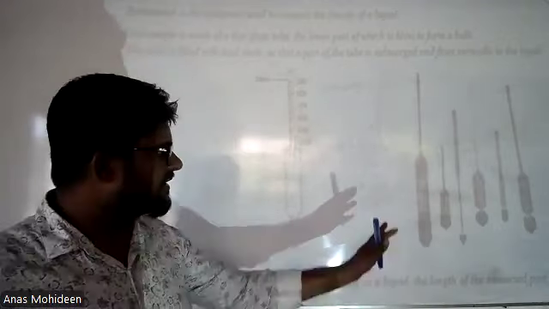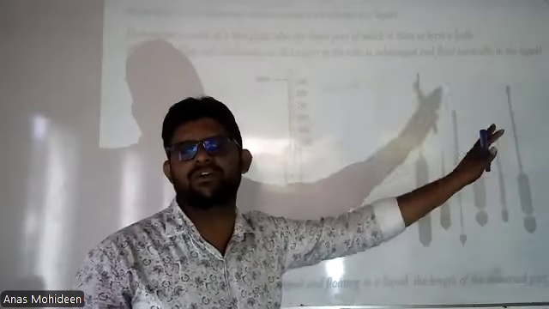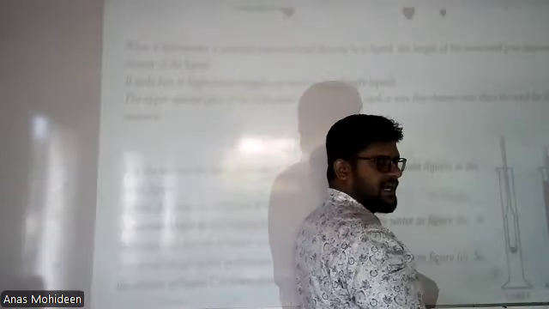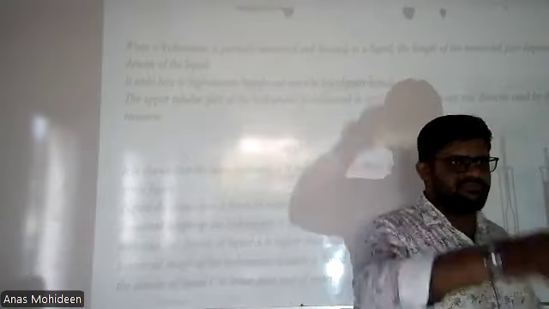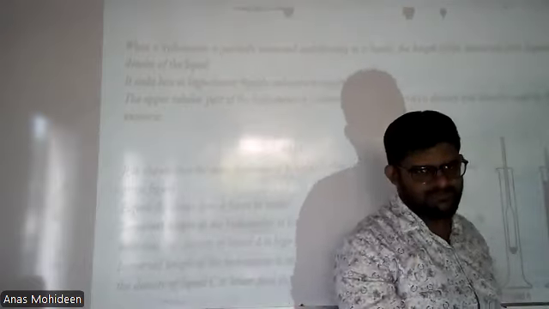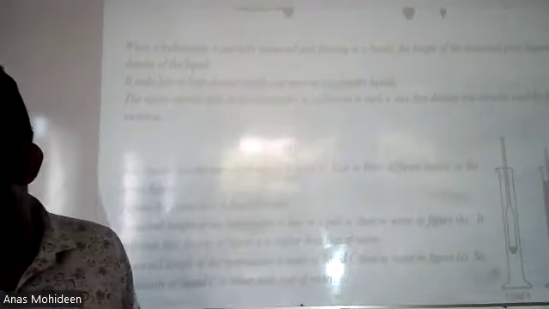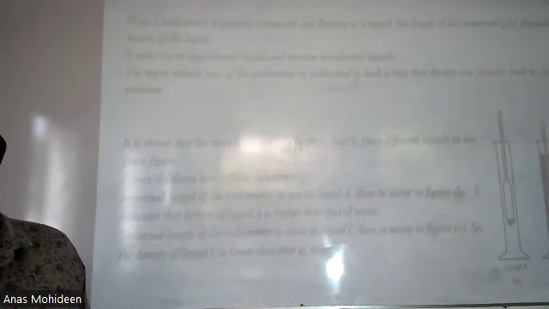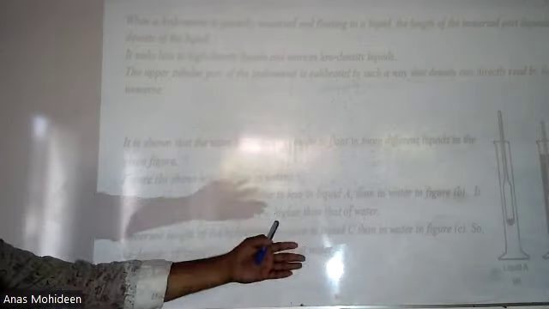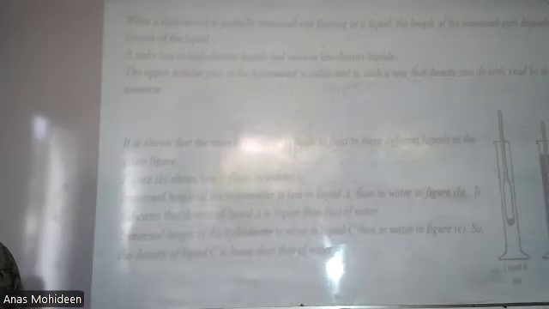So this is a hydrometer. Different types, different shapes, different sizes are given here. So how do we do that? We are going to keep it partially submerged. Depending on the density of the liquid, the hydrometer sinks down to different depths. You see here, as an example, liquid A, water, liquid C. Three examples are given here.